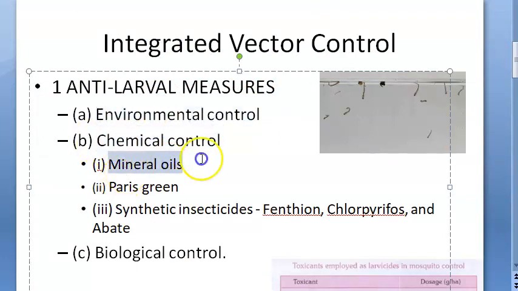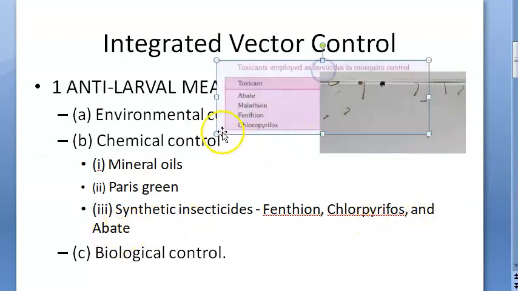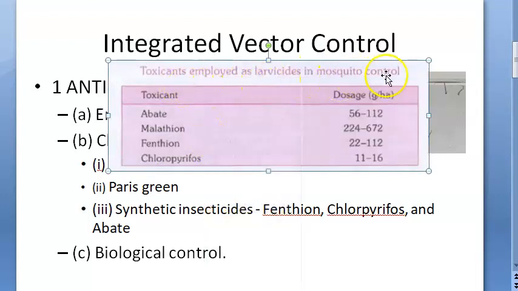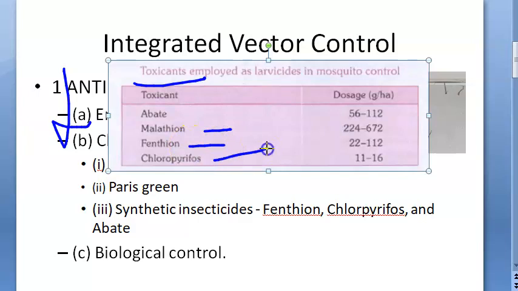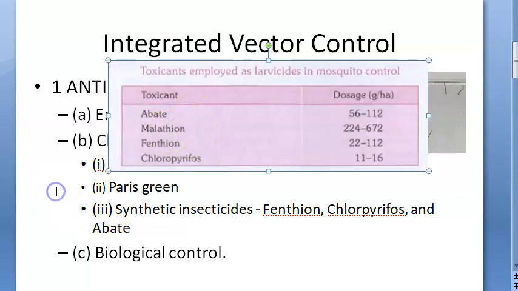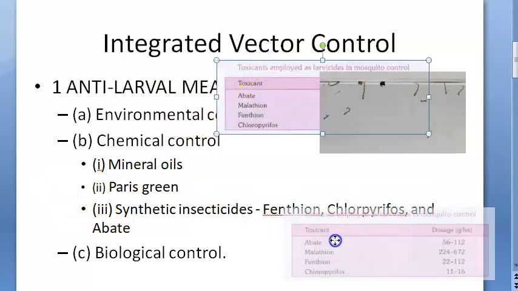Then coming to chemical controls, remember mineral oil, Paris green, synthetic insecticides like fenthion, chlorpyrifos and abate. Okay, I think they have mentioned that here also. Look at the toxicants employed in larvicides and mosquito control, guys. We are looking at what? Larva, right? So here they are toxicants for the larva. You have abate, malathion, fenthion, chlorpyrifos that they have written here. Chlorpyrifos, fenthion, malathion, and then abate. Okay. So malathion and all are organophosphorus compound insecticides, right?